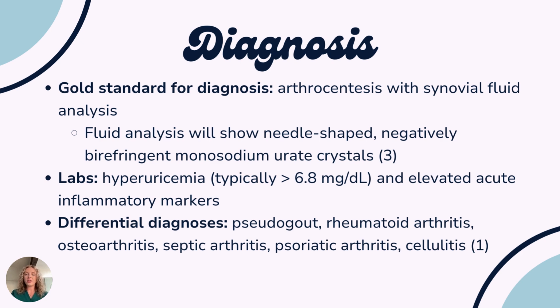In gout patients, serum uric acid levels typically exceed 6.8 milligrams per deciliter, and you may also see elevated acute inflammatory markers, including ESR and CRP. The differential diagnosis for a patient with suspected gout includes rheumatoid arthritis, osteoarthritis, septic arthritis, psoriatic arthritis, cellulitis, and pseudogout.